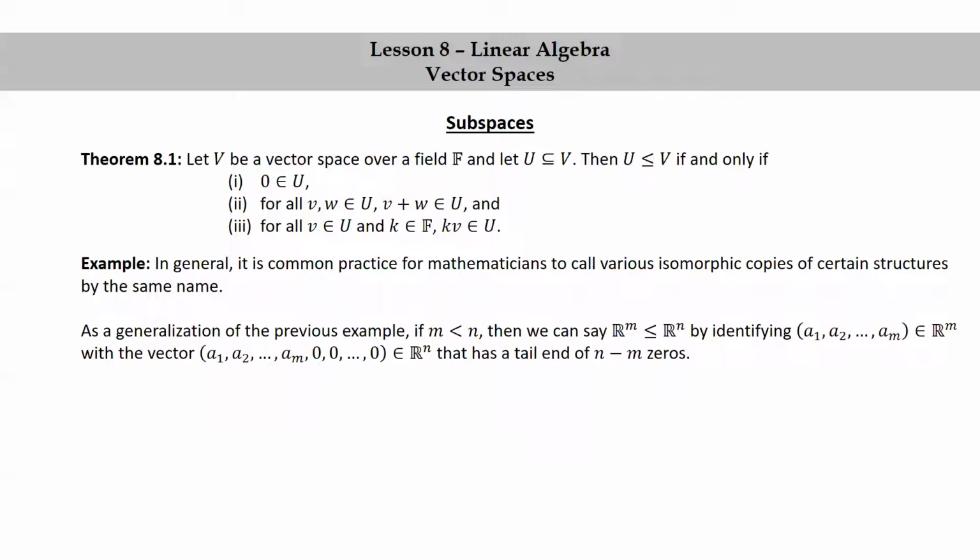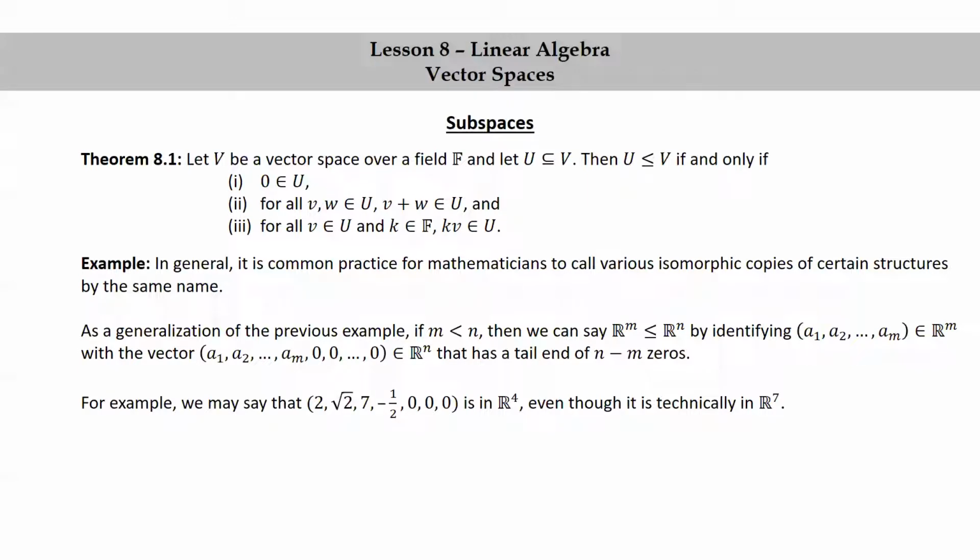As a generalization of the previous example, if m is less than n, then we say that Rm is a subspace of Rn by identifying (a1, ..., am) in Rm with the vector (a1, ..., am) followed by some zeros in Rn, that has a tail end of n minus m zeros. For example, we may say that (2√2, 7, -1/2, 0, 0, 0) is in R4, even though it is technically in R7. With this type of identification, we have that R4 is a subspace of R7.